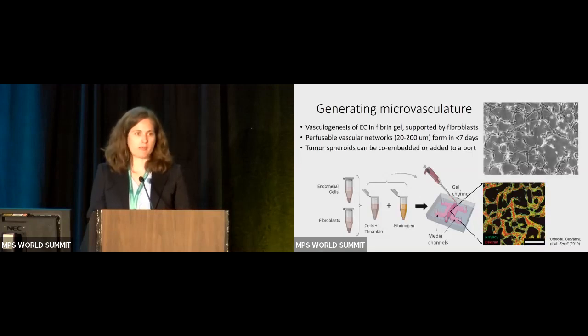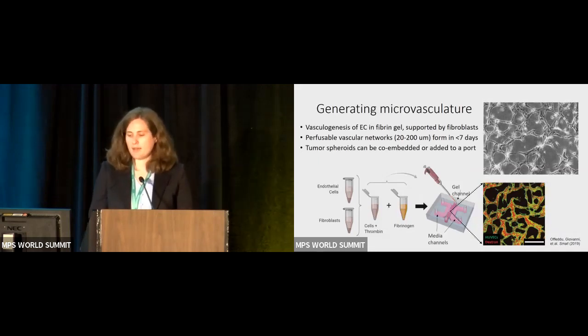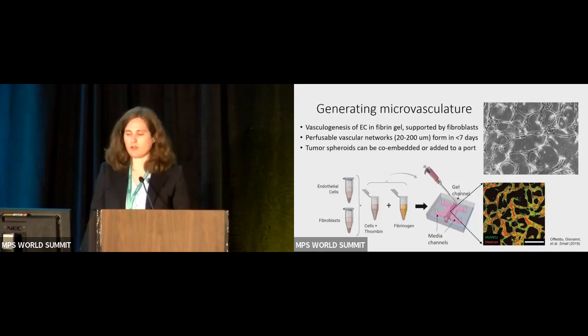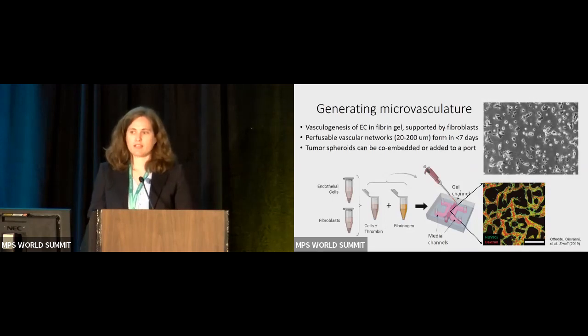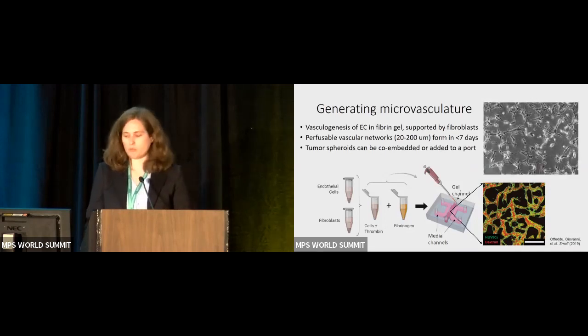So the perfusible microvasculature ranges in diameter from about 10 to 200 microns. And we can co-embed tumor spheroids into this model at the time of seeding as the microvascular networks are forming, or you can preform microvascular networks and then add tumor spheroids to a port in the model.